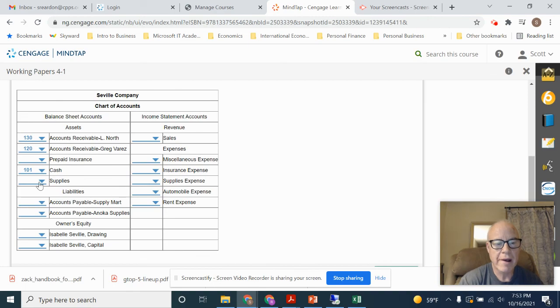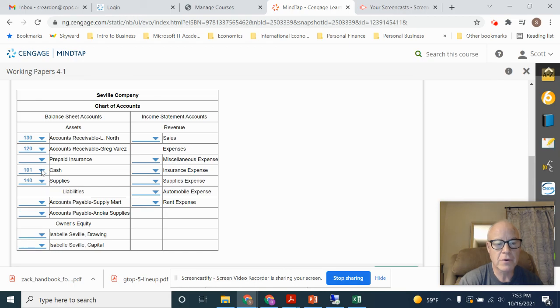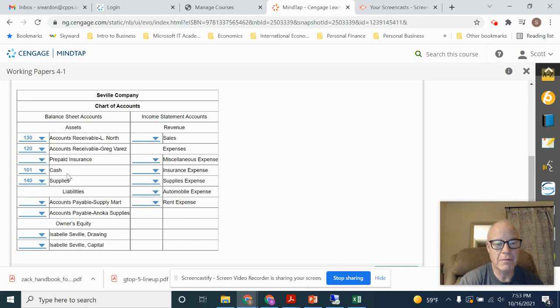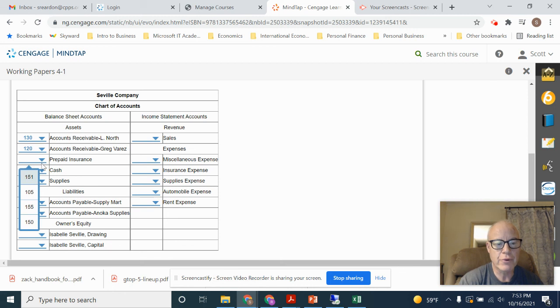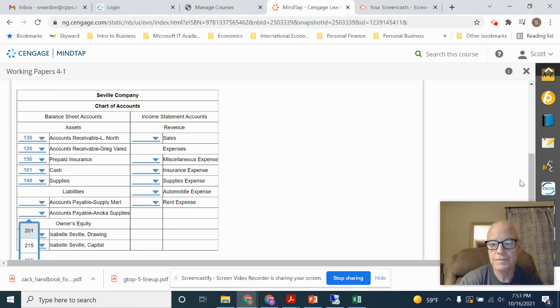Okay. Supplies would come next. I would think that would be 140. Let me go back to my cash. Cash is 101. That's kind of bothering me, but anyway. And prepaid insurance would be 150 if I'm going every 10. Accounts payable Anoka Supplies would be my next 200 account. Again, assets 100, liabilities 200.